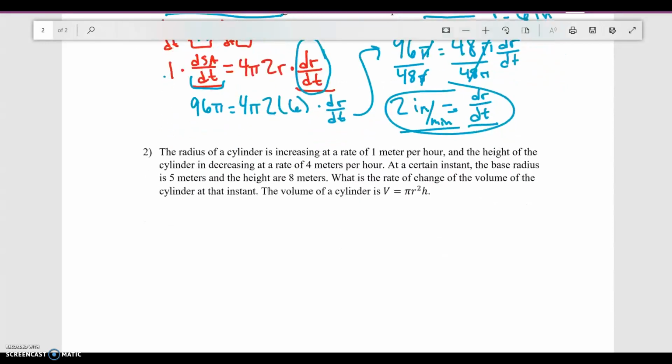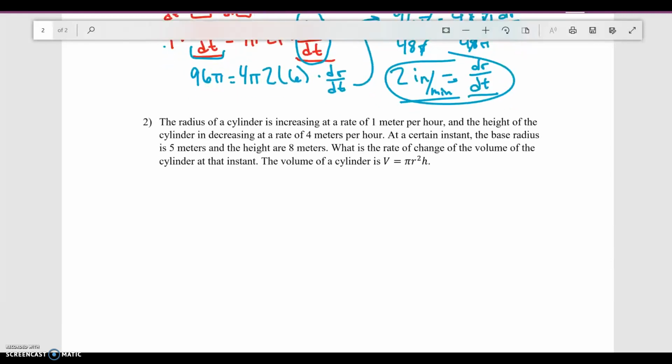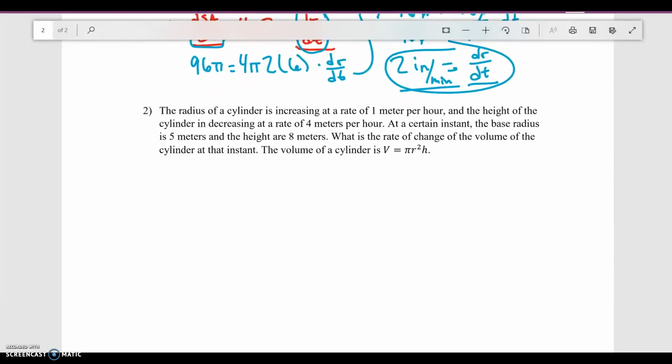Now we're going to do one with a cylinder. So we have the radius of a cylinder is increasing at a rate of 1 meter per hour, and the height of the cylinder is decreasing at a rate of 4 meters per hour. At a certain instant, the base radius is 5 meters and the height is 8 meters. What is the rate of change of the volume of the cylinder at that instant?